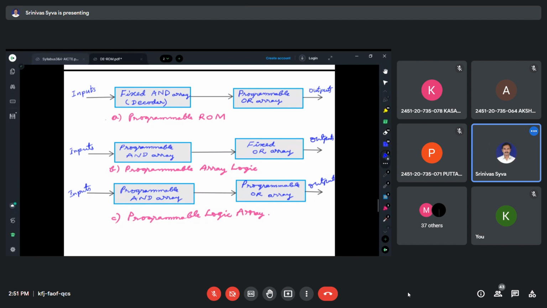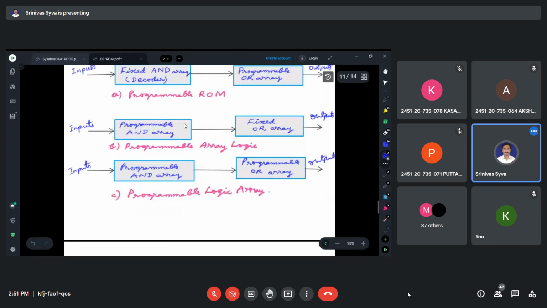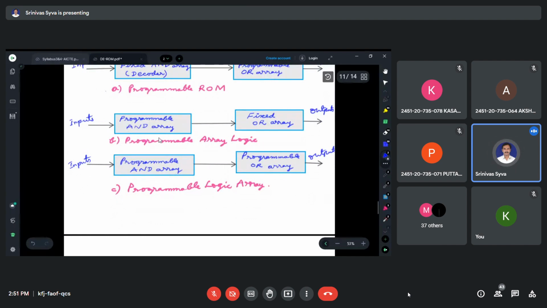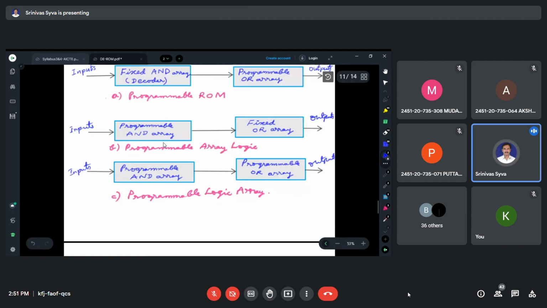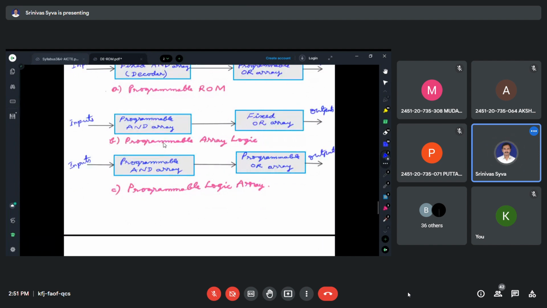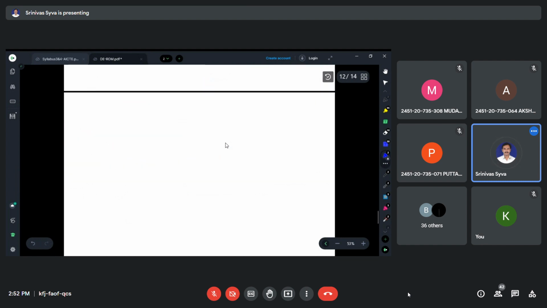Already you have seen the programmable read-only memory. Programmable means here full decoding of the variables is not available. So first, what is meant by full decoding? That will come to be known. I am now discussing the programmable array logic, PAL.